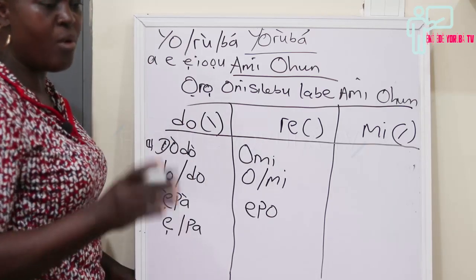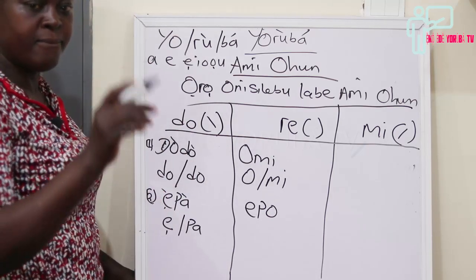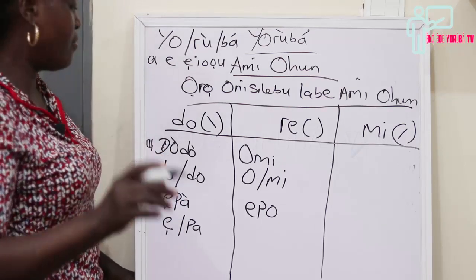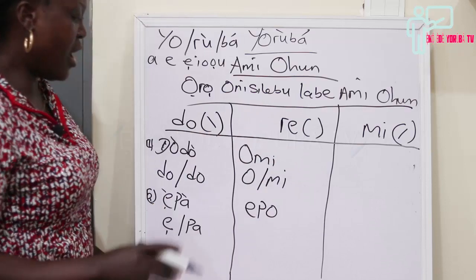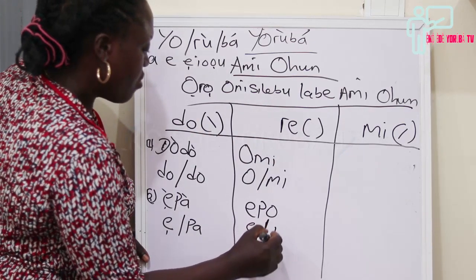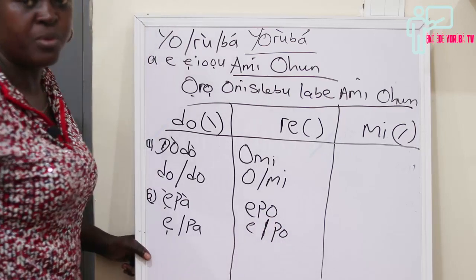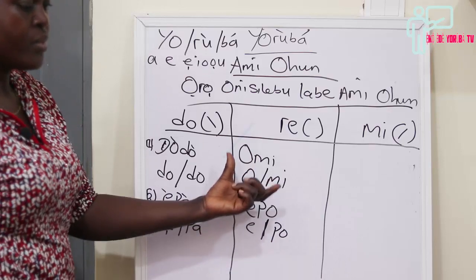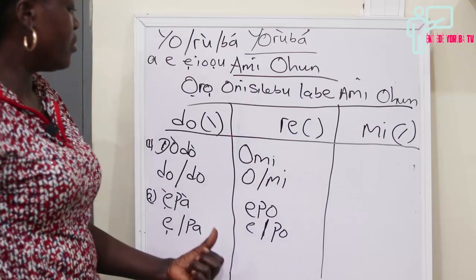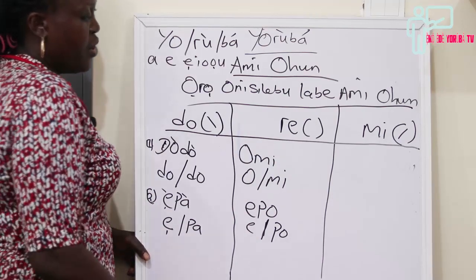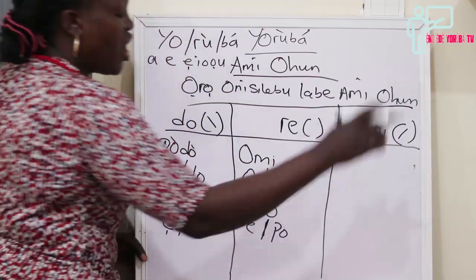Call it epo inside. Re, re. Epo. Two syllables. Epo. So now we are going for the third one.